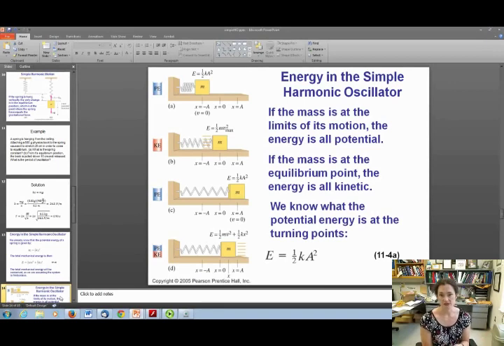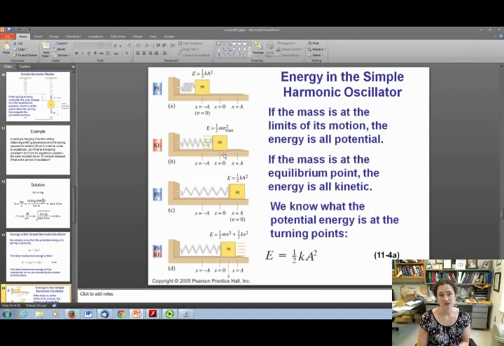So at that point, we can say that the potential energy is 1/2 kx squared. We know what x is at the extrema. It's the amplitude of oscillation, A. So we can find the energy of the system, 1/2 kA squared, and that is going to be the amount of energy that it has as it goes throughout its motion.